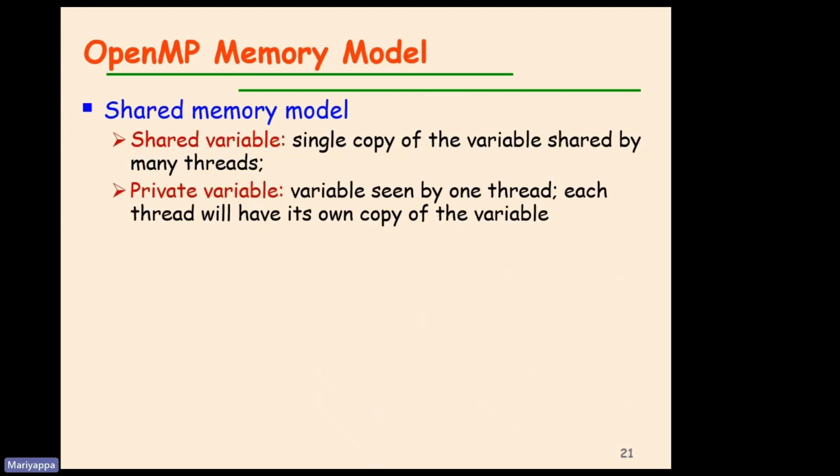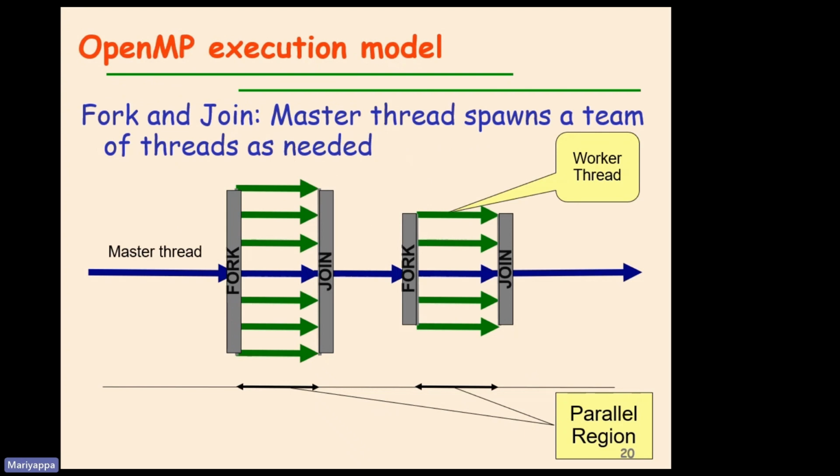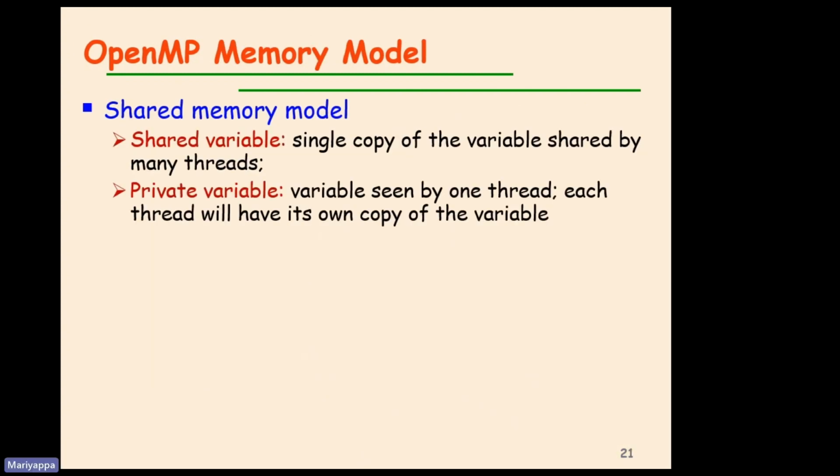OpenMP is a shared memory programming model, so it supports the notion of shared memory. The master thread also executes, as you can see from this blue line, which is also executing one of the tasks. The master is also participating in the computation. I color coded it but didn't say it explicitly. Coming back to the shared memory model, many of the variables in the program are shared variables.